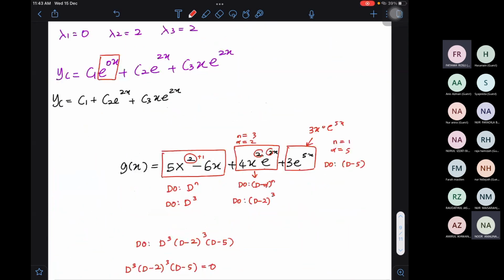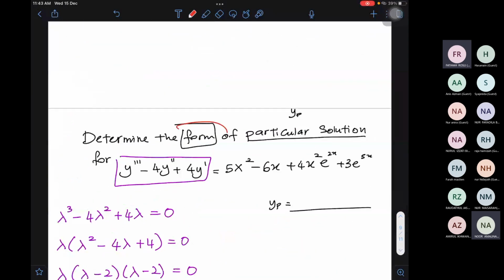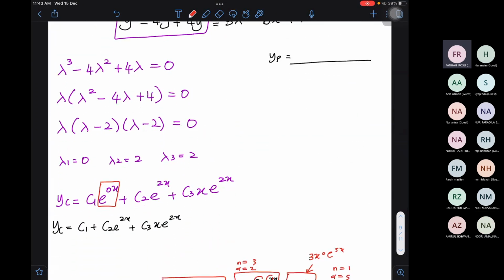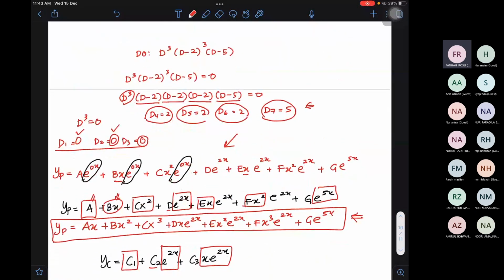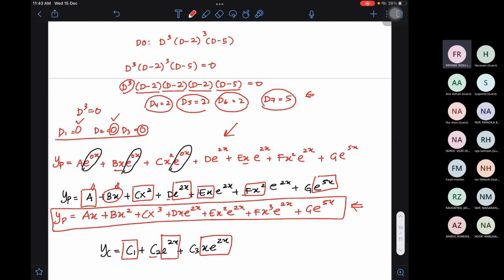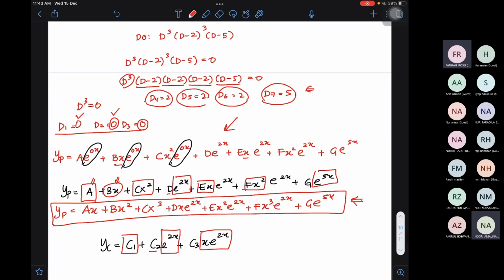Okay, sama ada function yang sama, kalau ada kita kena buat some modification. Okay, so ini adalah soalan bila dia cuma tanya kita form. Soalan Doktor, ke? Yang tu macam ada yang sama je. Yang C3X E2X tu macam ada dekat DXE2X. Boleh ke kalau macam tu? Macam mana? Tak faham.